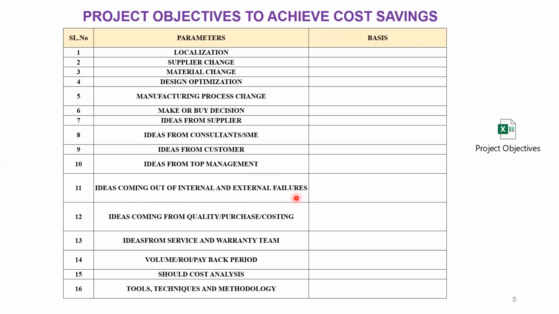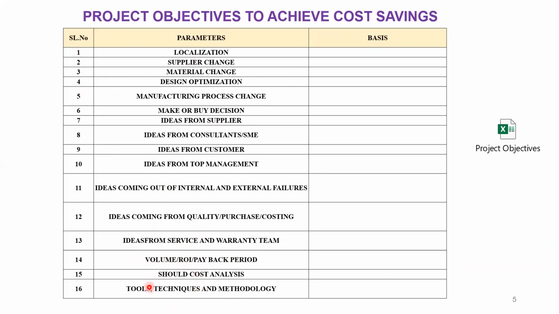Even if you get some failures, you can take that as an opportunity to create ideas to meet your project objective. And you can look for ideas coming from the quality team, purchase team, costing team. That's why you need to have the cross-function team to achieve your project objective. And ideas coming from the service team and the warranty team, and the volume, ROI, payback period. Considering this, you can also look for achieving your project objectives.